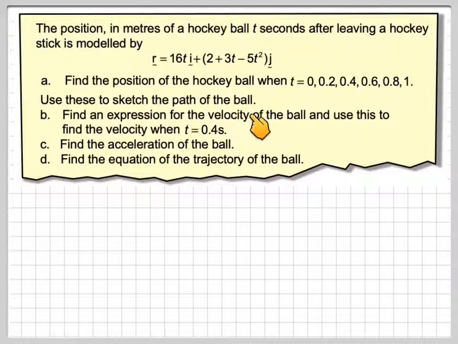Find an expression for the velocity of the ball and use this to find the velocity when t is equal to 0.4. Find the acceleration of the ball and then find the equation of the trajectory of the ball.